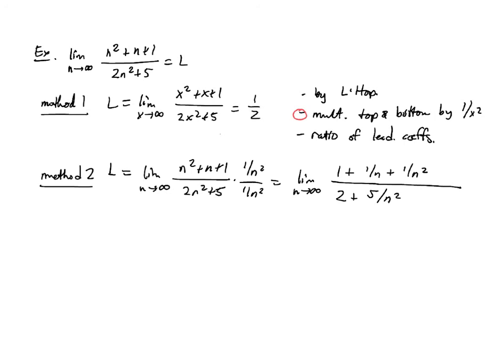And as n goes to infinity, 1 over n goes to 0, 1 over n squared goes to 0, and 5 over n squared goes to 0 as well. So the limit that we get using this technique is the same. We get 1/2.